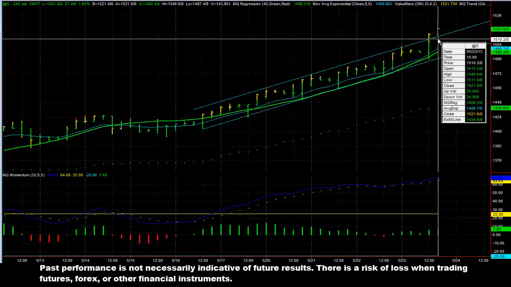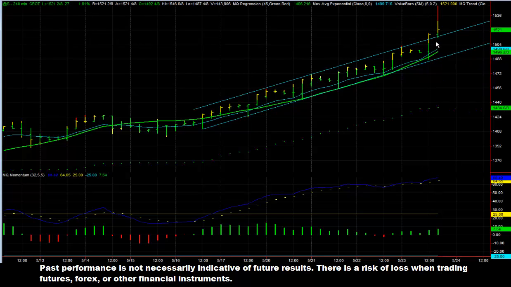Well, you can see soy finally broke out right here at about 1510 and then rallied all the way up to a high of 1546. So you had a 36, almost 37-cent rally in a matter of an hour in soybeans when it broke that trend line. So that was a great trading opportunity for those of you that took that trade.